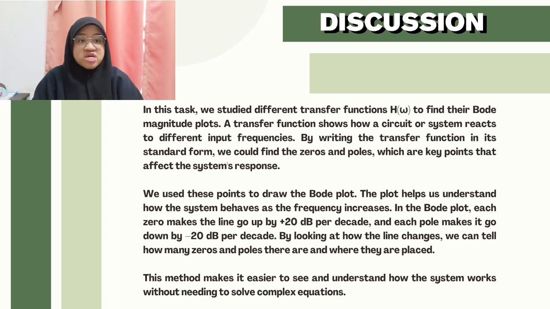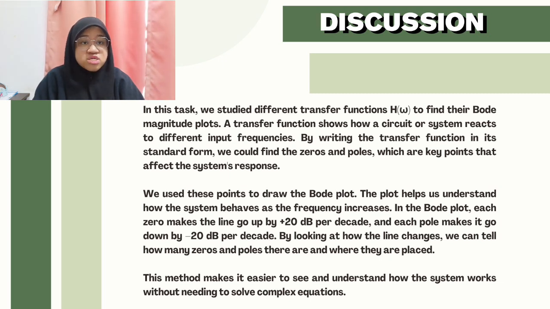For the discussion, in this task, we studied different transfer functions to find their Bode magnitude plot. A transfer function shows how a circuit or system reacts to different input frequencies. By writing the transfer function in its standard form, we could find the zeros and poles, which are key points that affect the system's response. We use these points to draw the Bode plot. The plot helps us understand how the system behaves as frequency increases.